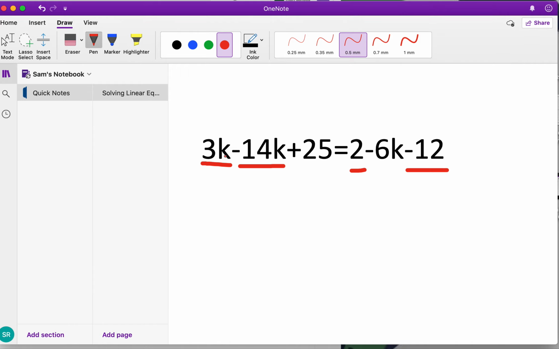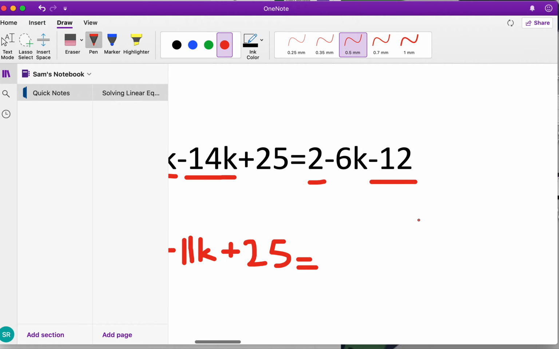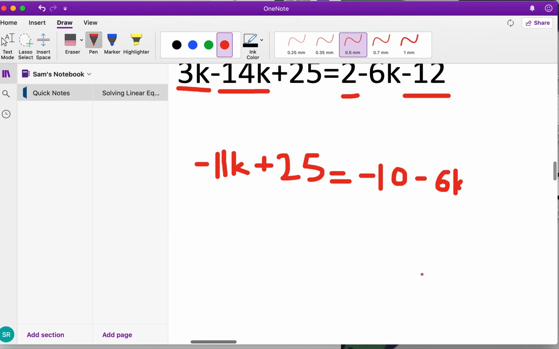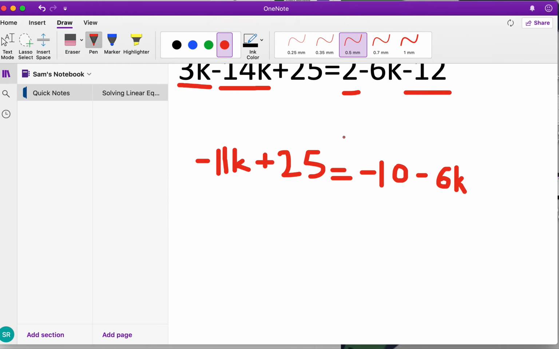If we do 3k minus 14k, that's going to end up being negative 11k. And we're going to leave that plus 25 alone for now. And then on this side, we have 2 minus 12, which is negative 10, minus 6k. We leave that negative 6k alone. And now this is just like any of our other problems, where what we're going to do is isolate the variable, and isolate the integers.